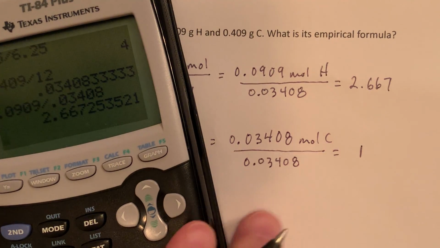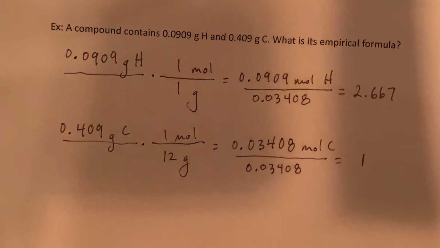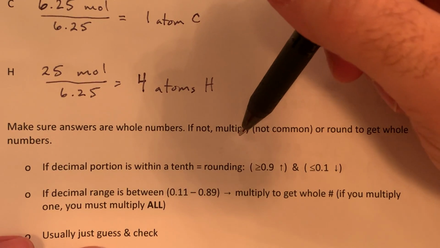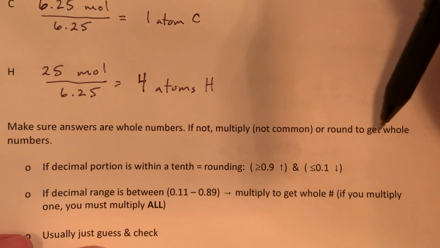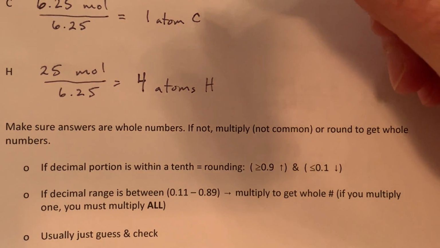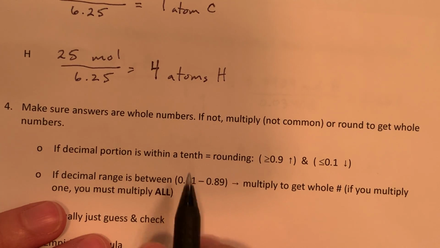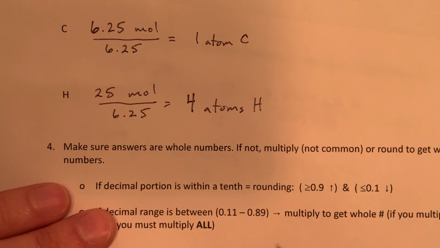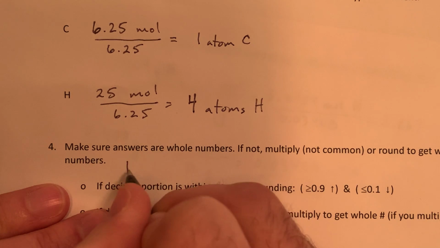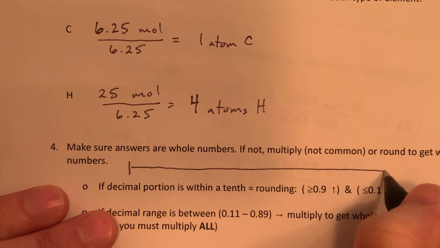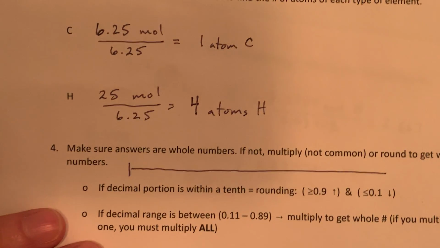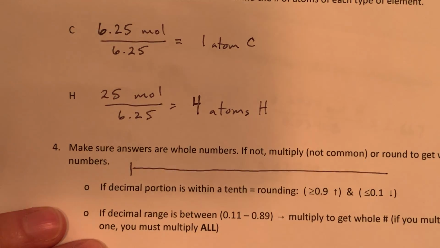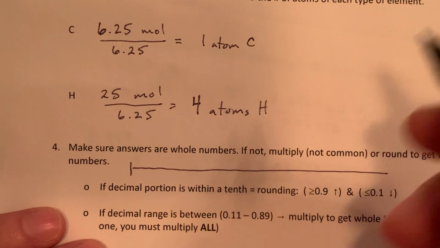All right, now here's where this comes into play. If they are not whole numbers, then we either need to multiply or round to get whole numbers. So if the decimal portion is within a tenth, then you round. Here's how that works. So if you imagine a number line, okay, I'm not going to do all the numbers, but if you imagine a number line, you're never going to have anything under 1 because dividing by the smallest is always going to give you 1.